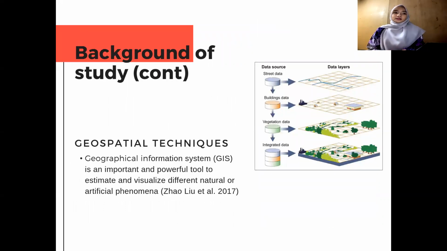Continuing to the background of the study, the geospatial technique, for example GIS, is an important and powerful tool to estimate and visualize different natural or artificial phenomena that we need to predict or observe. For example, in this picture, the street data, the building data, and vegetative data are layered and integrated into one layer to produce, for example, a map.